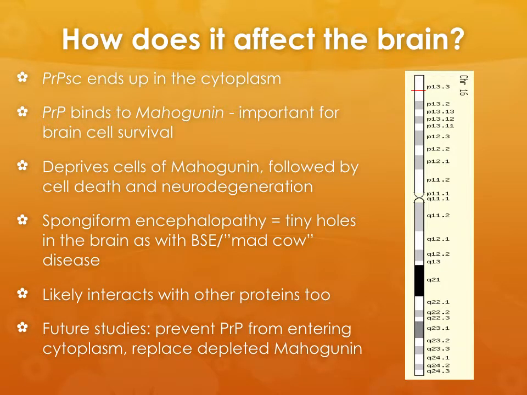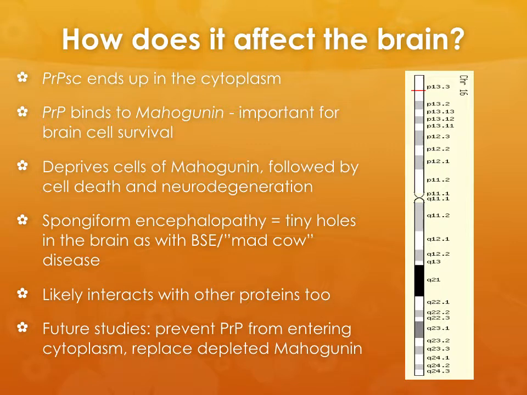Now that we have covered the various types of prion diseases, it is important to understand exactly how these misfolded proteins affect the brain and cause such serious damage. According to scientists at the National Institutes of Health, in many cases of prion disease, prion protein often relocates to the cytoplasm rather than residing on the cell surface as it should. Inside the cell, prion protein binds to another protein known as mahogunin, believed to be essential for the survival of some brain cells. When prion protein binds to mahogunin, it deprives neurons of existing mahogunin and induces cell death.